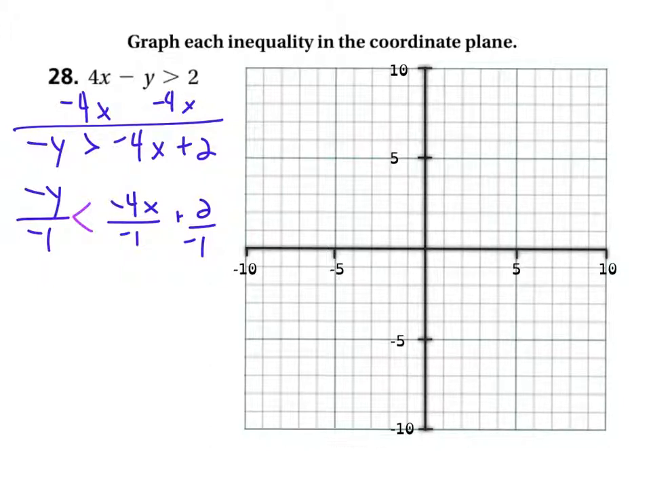Now what do we get? Now that we've changed direction, we keep it in that direction, and we get y is less than 4x minus 2. This is what we're going to graph. We're going to go to negative 2 and put a point. We're going to rise 4, run 1, put a point, do it again.